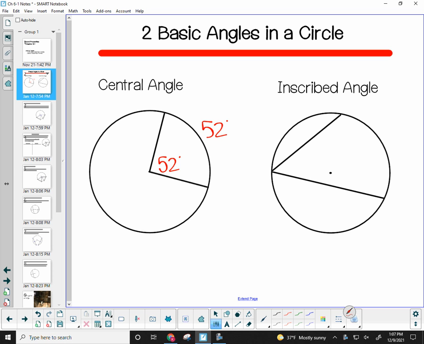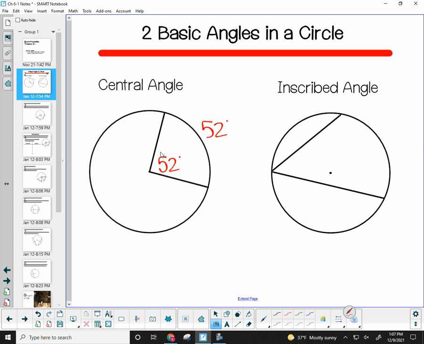After Christmas break, we're also going to study something called inscribed angles, where the vertex is on the circle versus in the center of the circle, and the legs are chords. We're going to spend a whole day just looking at inscribed angles, things that happen with those. But that'll be after break. All right, so let's jump in.